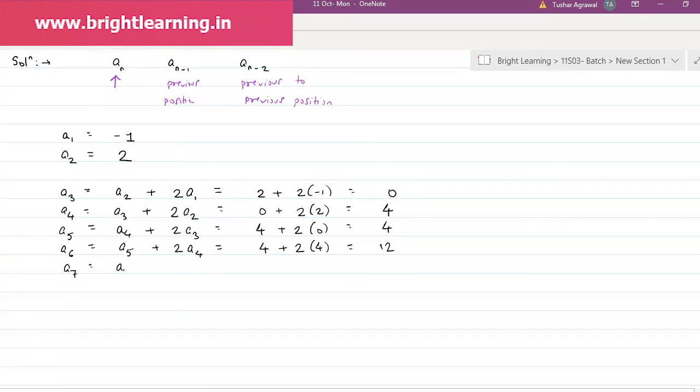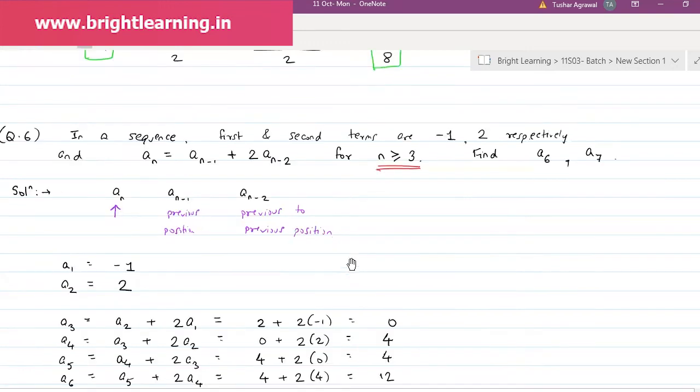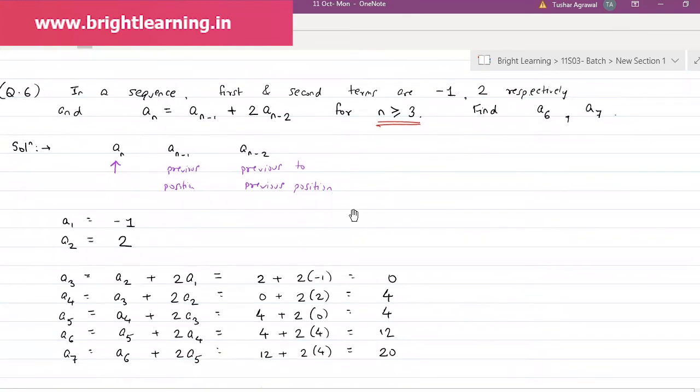A7. Could you please scroll down, sir? A6 plus 2 times the previous to previous term. A6 is 12, plus 2 times prior to prior. The 7th term is 20. Got it, Afreen? Yes, sir. With practice, it comes.